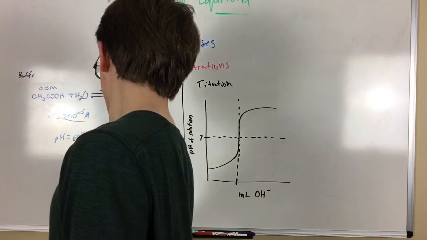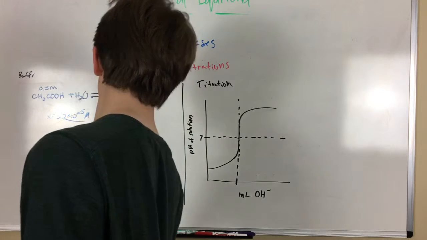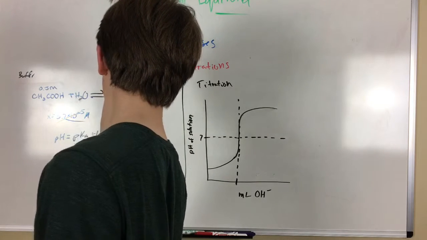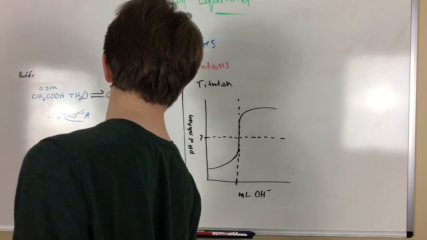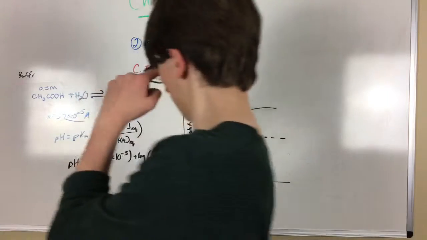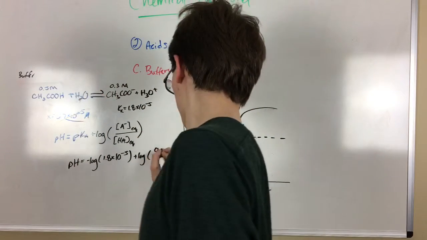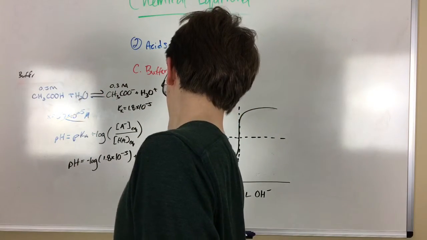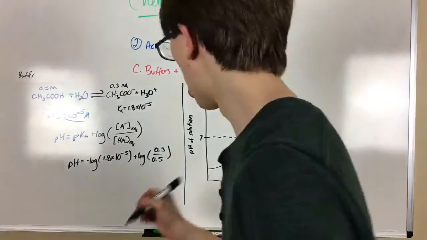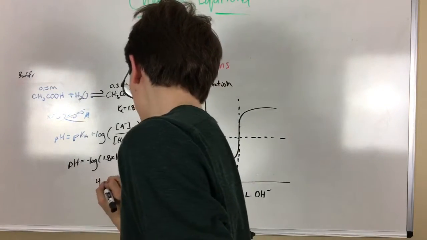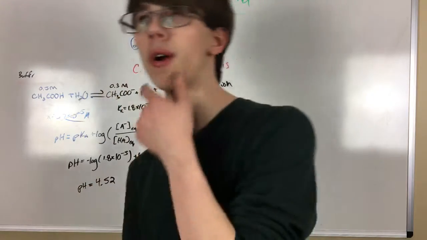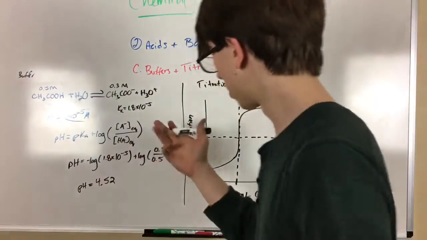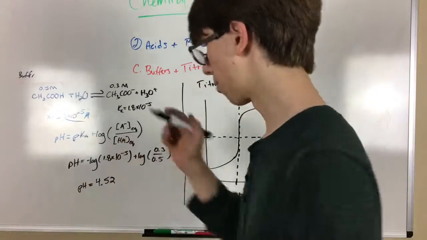And so what we do is we say, all right, so the pH is equal to the negative log of 1.8 times 10 to the negative 5 plus the log of 0.3 over 0.5. And this gives you around 4.52. What did we say before? Oh, right, 4.52. So it hasn't changed. It's still 4.52.